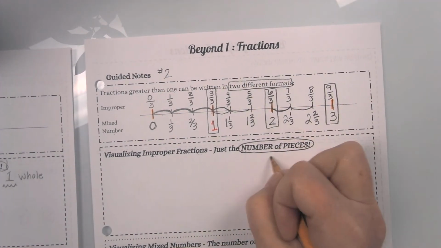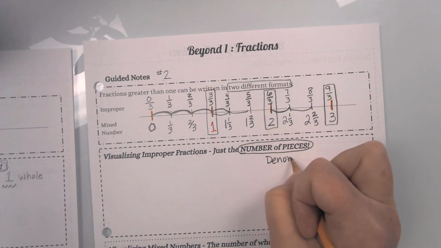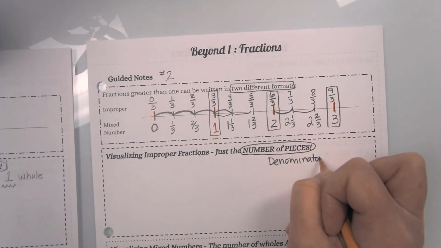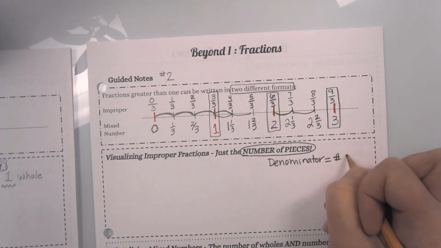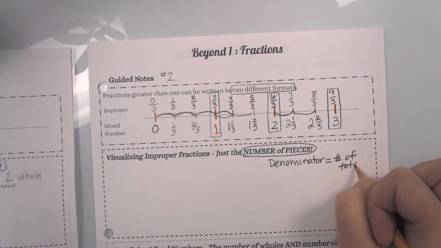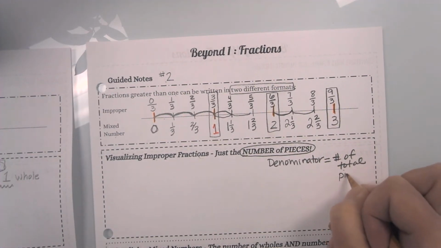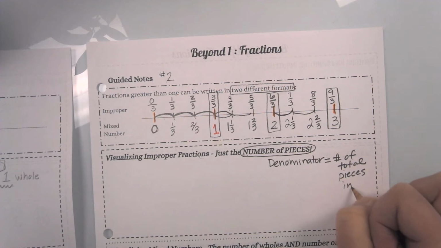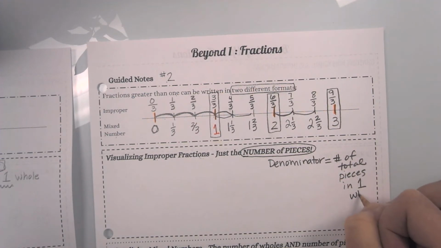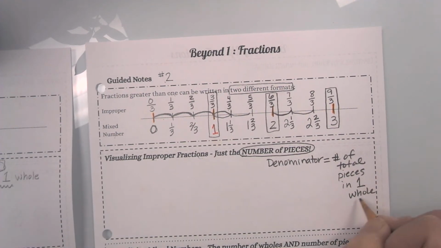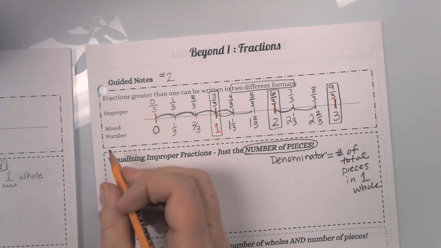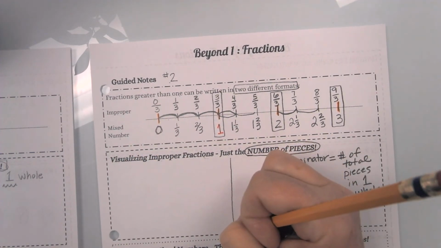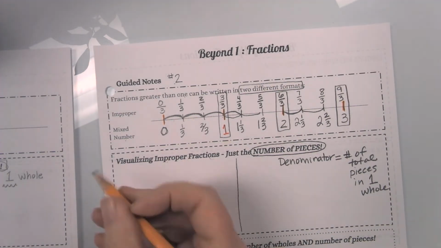Now, our denominator, remember the denominator is the number of pieces, number of total pieces. Now it's the number of total pieces in one whole. So I will help you with that today. Let's go ahead and take a look at our first one. I'm actually going to section it off so we have 2 examples.